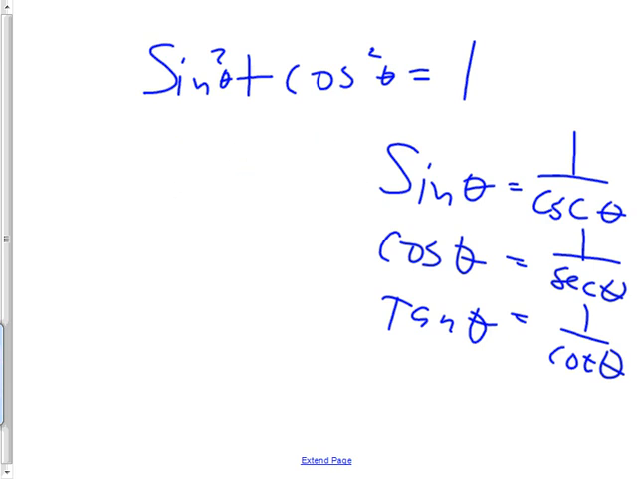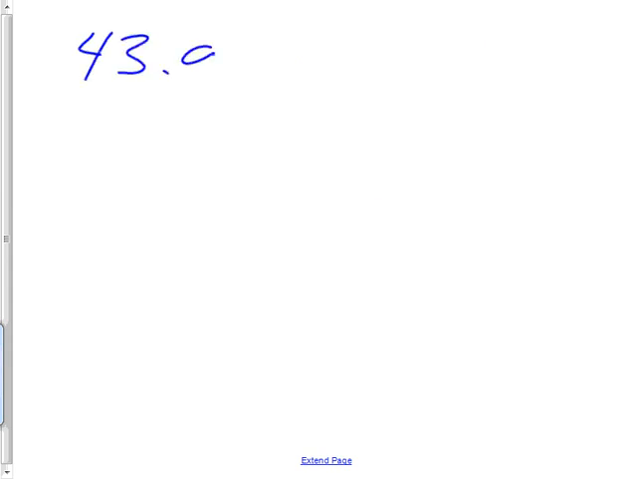Question? I know how to do all of them, but I want to start with 43A. So, 43A says tangent, cosine. And do you remember one of the strategies was make them all into sines and cosines? That's one of the best strategies you can do, is make everything into sine and cosine, and then a lot of things end up canceling.